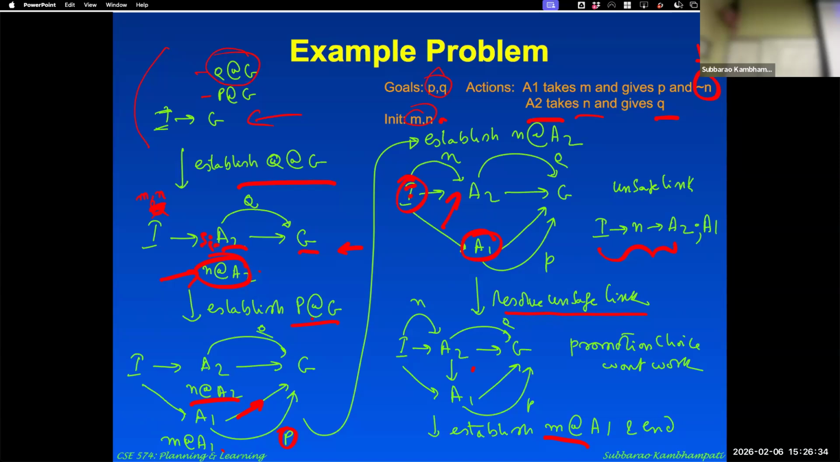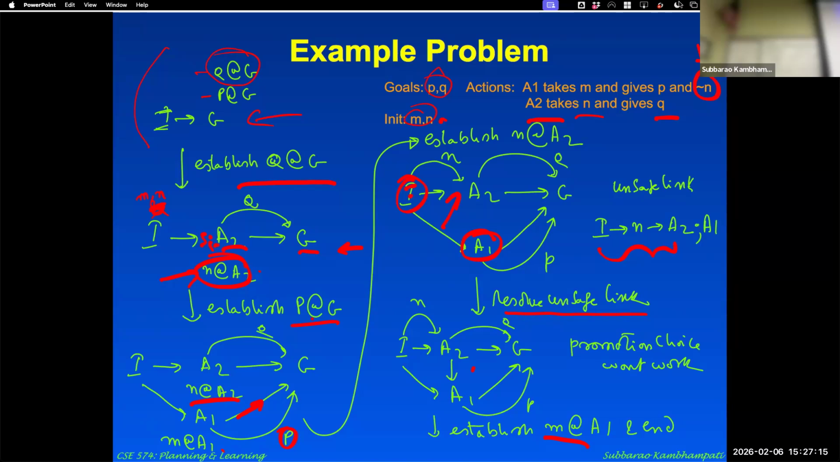Right? So in this case, after you get here, you will realize that this link, I giving N to A2, is potentially threatened by A1 coming between I and A2, because A1 has the negative N, delete N, as its effect. This is what I'm saying. So right now, it possibly can come in between. So that's an unsafe link. You see this. Finally, you saw one example of unsafe.